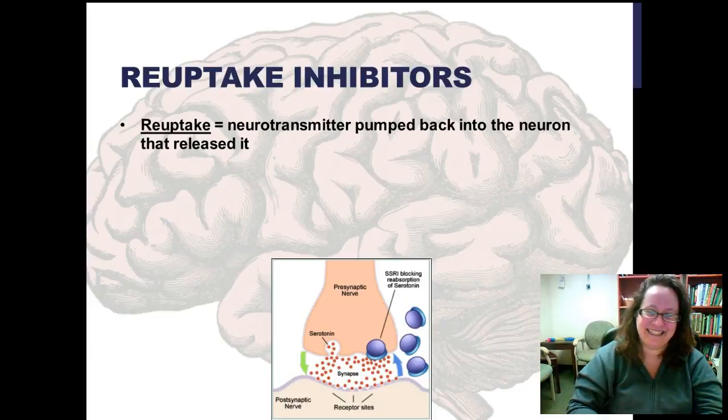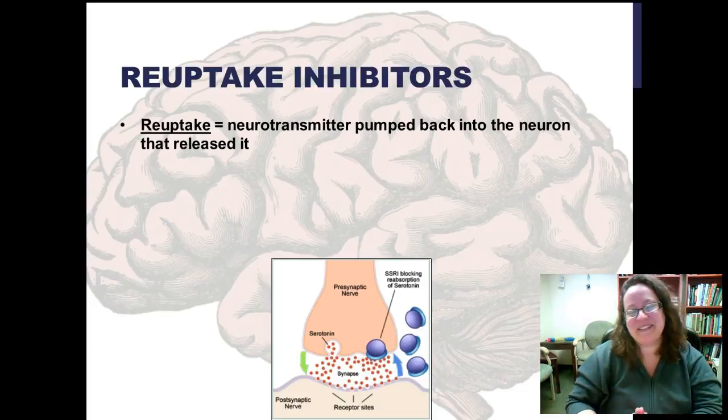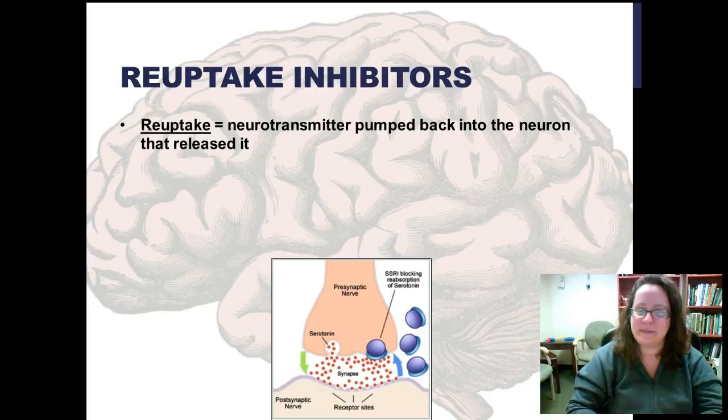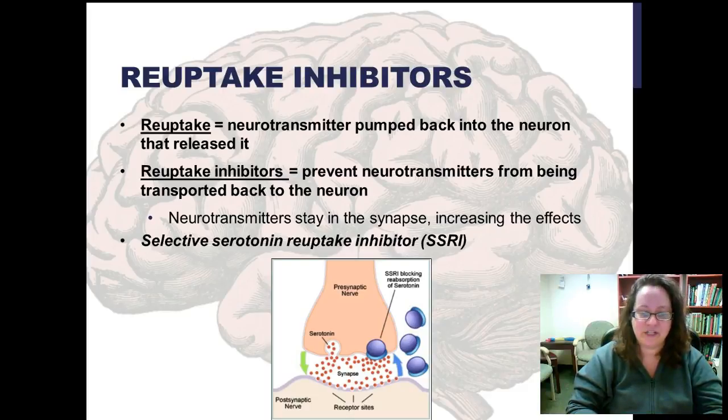So, reuptake inhibitors. We've talked about serotonin being important for psychology, and that we're going to keep coming back to serotonin as we go through the course. One reason why is because of depression, which we know is very, very common. And one major medication that we provide is this at the bottom, selective serotonin reuptake inhibitors, SSRIs.